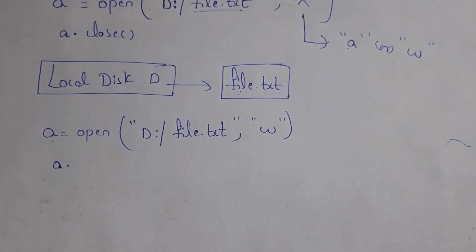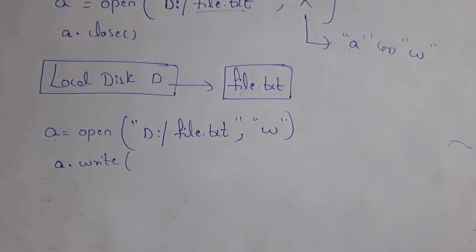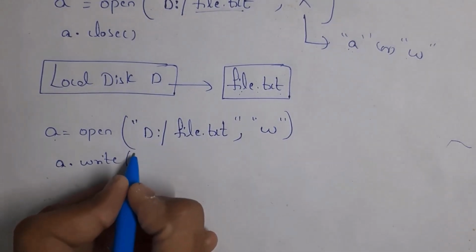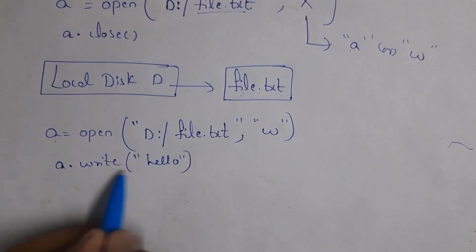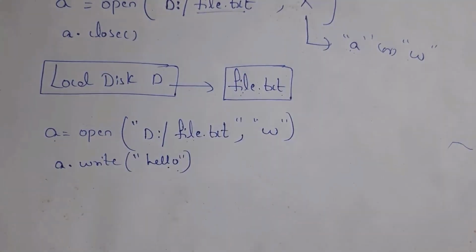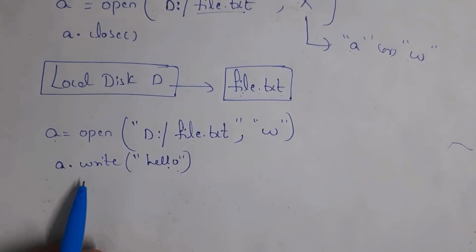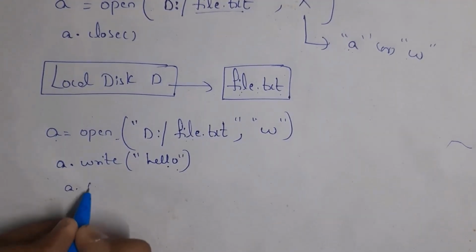My file is present in object a, so just write here a.write. By using the write method, we can add text into our file. So inside the write method, write the text, that is hello. Whenever you run this line of code, it will add text hello into your file file.txt, which is present in local disk D. After performing this operation, at last we need to close our file. We can close our file by using the close method. And my file is present in object a, so just write here a.close.